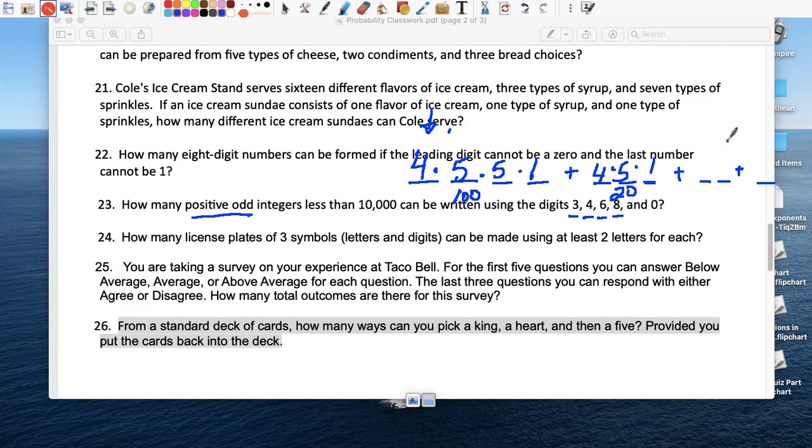For 2-digit numbers, this has to be a 3, so there's only 1 choice here. But for here, I can put a 3, a 4, a 6, or an 8. So I have 4 choices, and that gives me 4. And for single digits, I can only put a 3 because that's the only one that's going to make it odd. There's only 1 choice. All right. 100 plus 20 plus 4 plus 1 gives me 125. So there's 125 choices.